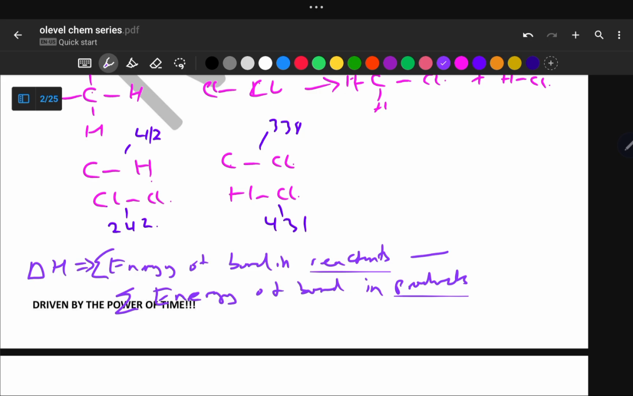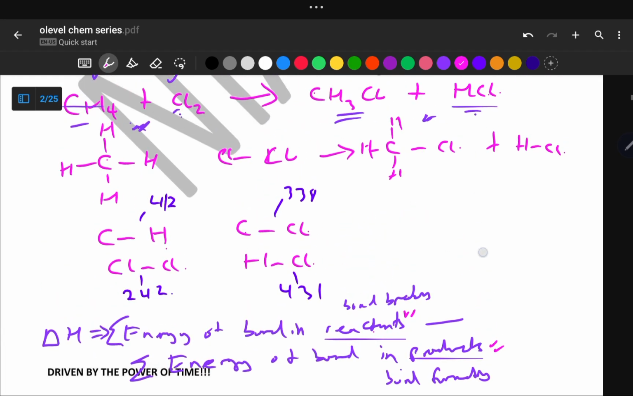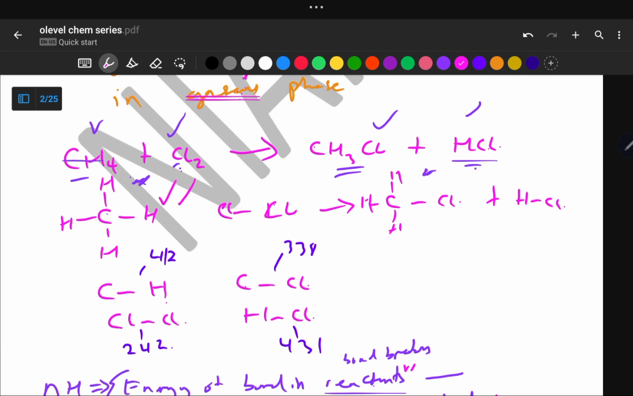So at times it can be further simplified as the total energy to break the bonds in the reactants minus the total energy to make the bonds in the products, right? So it is the total energy required for bond breaking minus the total energy for bond formation, right? So it's easier for you to understand it in terms of reactants minus products, right? So let us use this one as the example.